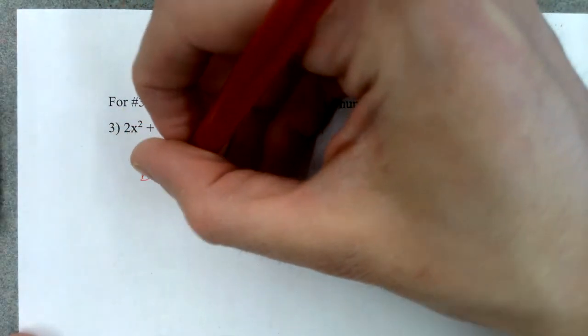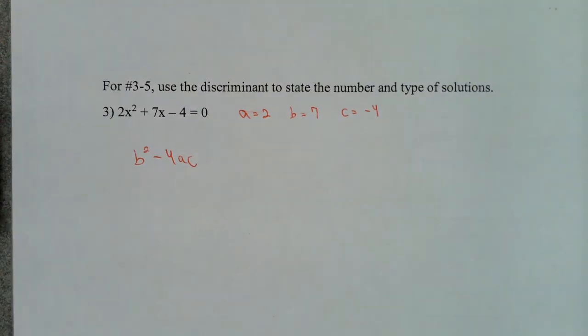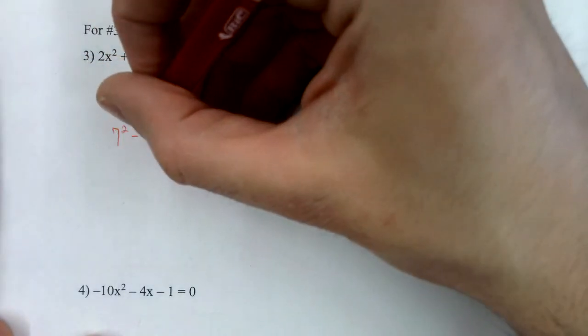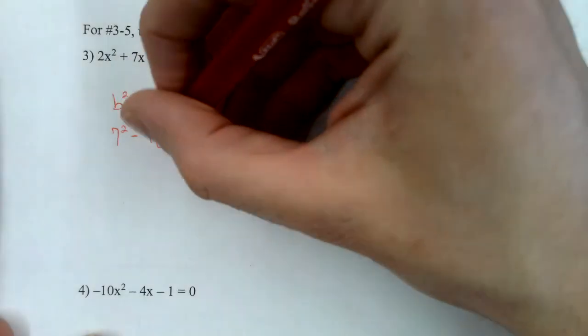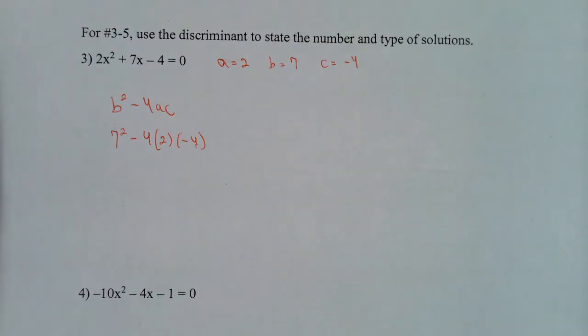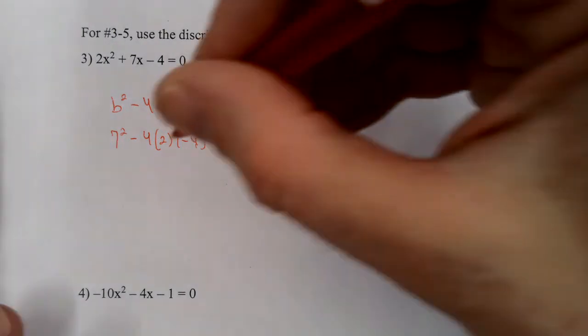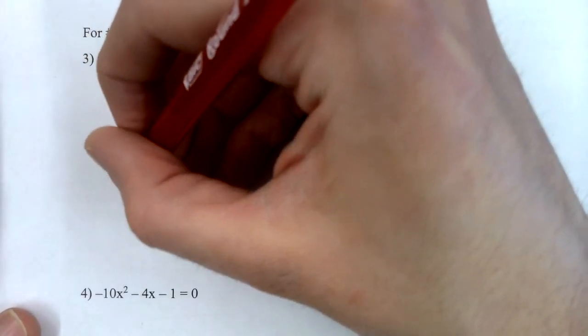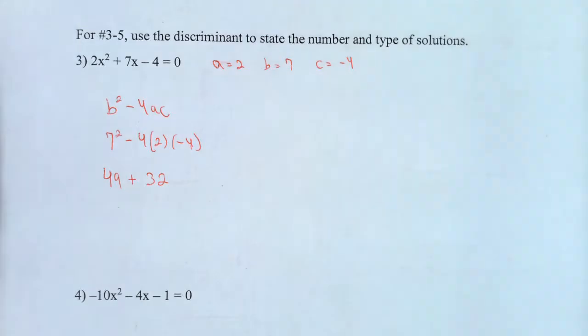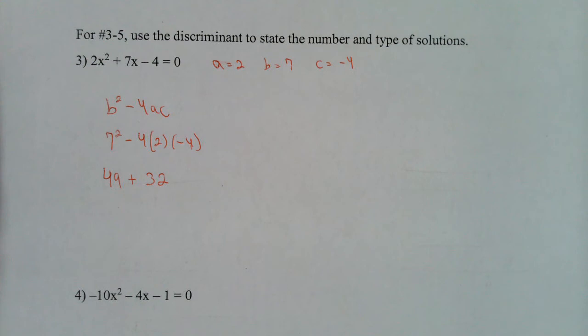We'll do b squared minus 4ac. 7 squared minus 4 times a, which is 2, times c, which is negative 4. So it's going to be 49 plus, because negative 4 times 2 times negative 4 is going to be positive 32. 49 plus 32 equals 81.